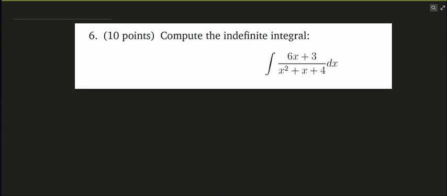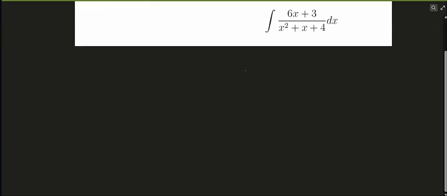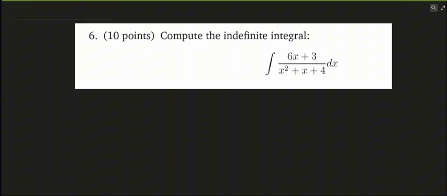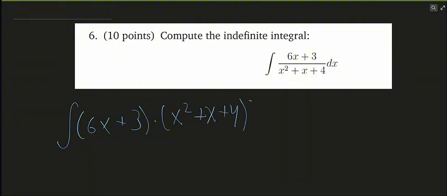Okay, everyone, let's move on to problem 6, the u-substitution problem. Compute the indefinite integral of (6x plus 3) divided by (x squared plus x plus 4). Now, another way of rewriting this integral is (6x plus 3) times (x squared plus x plus 4) to the power of -1 dx. Remember, a reciprocal is just the same as -1. This is only optional. I'm just trying to emphasize something.